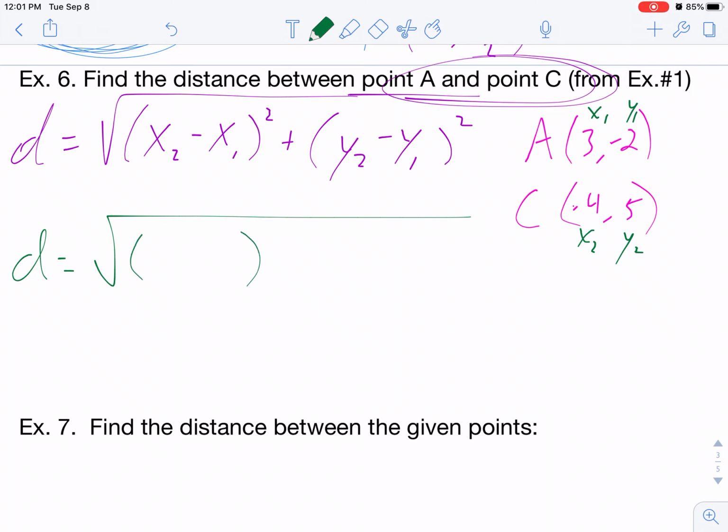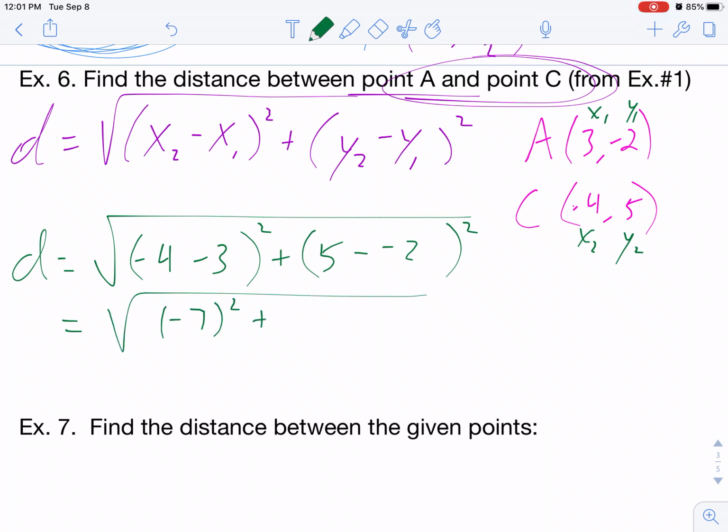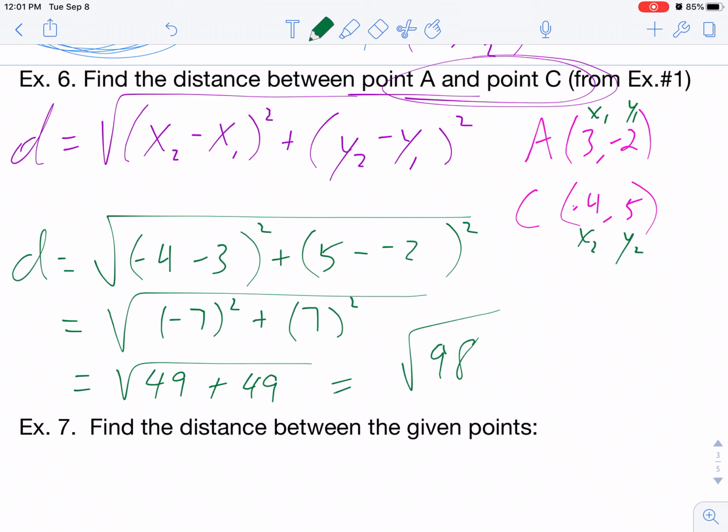labels. So the x's, we have -4 minus 3, squared. And the y's, we have 5 minus -2, and then squared. So that's going to give us -7 squared plus 7 squared. Well, that's going to be 49 plus 49, which is the square root of 98. So in class, I would accept that. I certainly would. I would even accept the decimal version of that. It'd be 9 point something. I would accept that also.